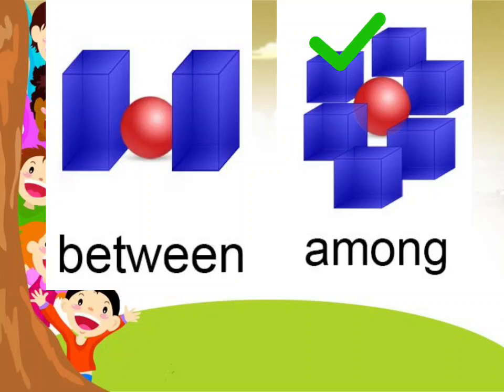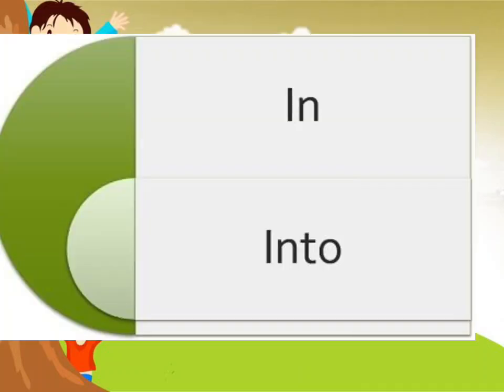बॉल दो से ज़्यादा बॉक्सेस के यानी कि बहुत सारे बॉक्सेस के बीच में रखी हुई है. देन वी यूज़ अमंग. सो व्हेन one thing is between two things, two objects, then between. When one thing is between more than two objects, then we use among. Now let's learn in and into.